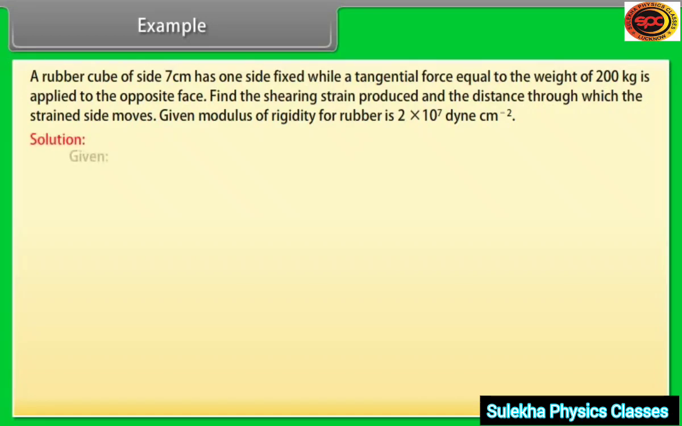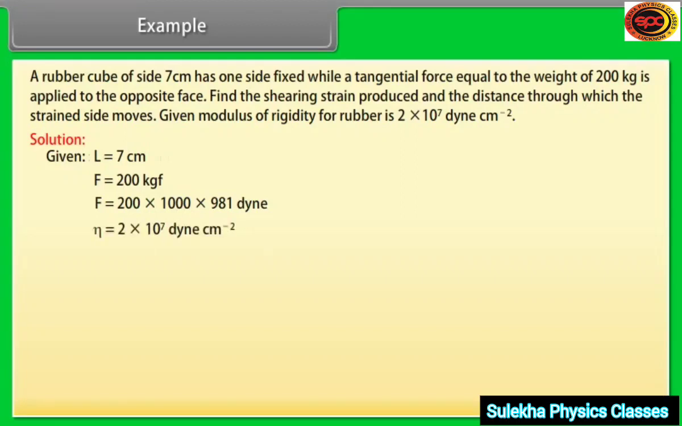Let's see the solution. Given, L is equal to 7 centimeter and F is equal to 200 kgf. Converting the value of F into dynes, we get F is equal to 200 into 1000 into 981 dyne. Eta is given by 2 into 10 raised to the power 7 dyne per centimeter square. We know that area of the face of the cube A is equal to L square. Putting the values of L, we get A is equal to 7 into 7 centimeter square, which is equal to 49 centimeter square.